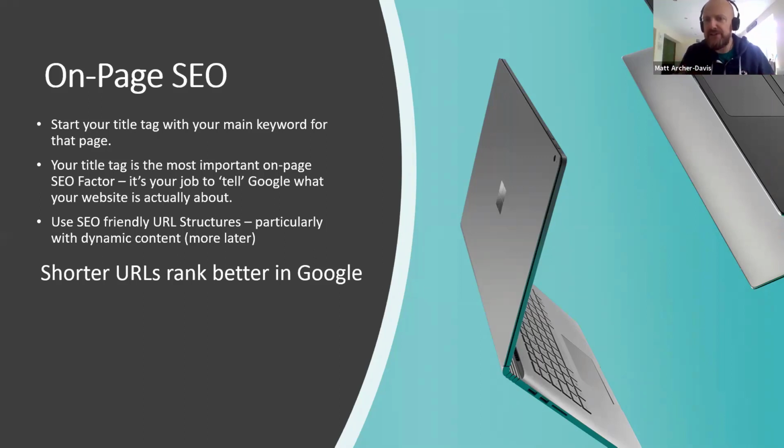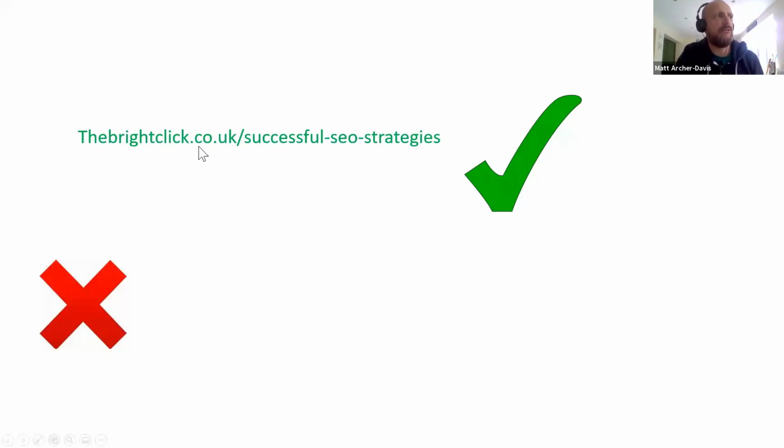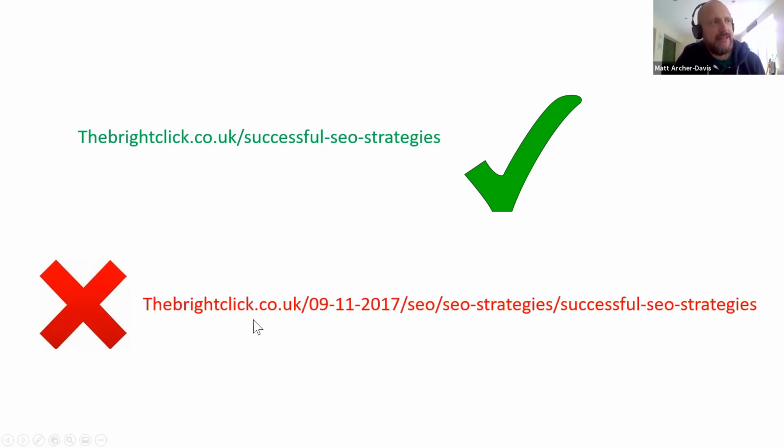So, you know, about us, services. Try not to go into too much length with those, especially because Google on a smartphone now likes to keep those in particular as short as possible. Here's a quick example. So a good example of it working here would be thebrightclick.co.uk/successful SEO strategies. If you had a URL structure like thebrightclick.co.uk/09/11/2017/SEO/SEO strategies, blah, blah, blah, Google doesn't like that. So where you can, try and keep those URL structures as simple as possible.